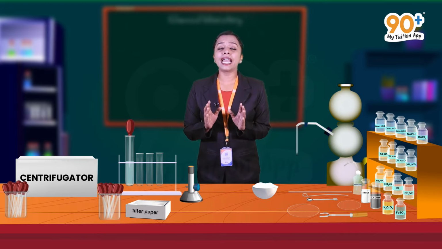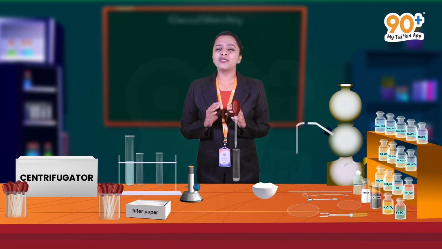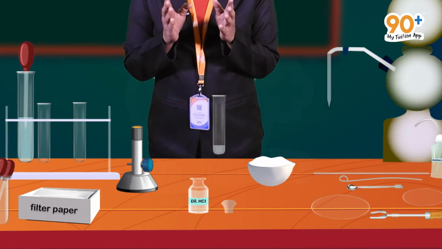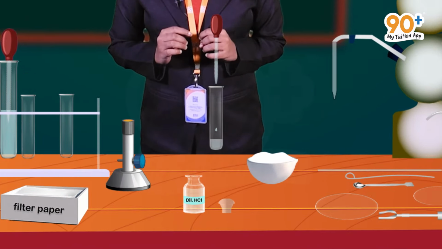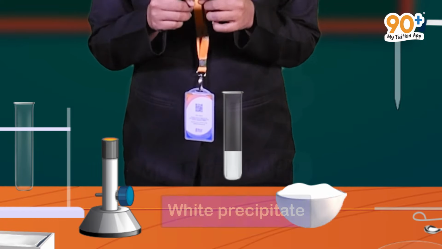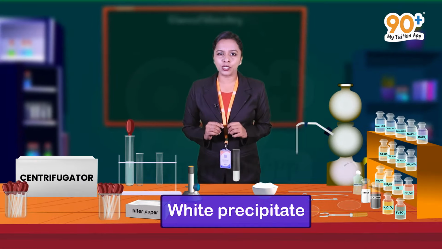Let's start the analysis from first group to the sixth group. For this, take a test tube. To this test tube, add a few drops of salt solution. As we know, dilute HCl is the group reagent of first group cation. So, add a few drops of dilute HCl to this test tube. Can you observe any changes here? Yes, a white precipitate is formed in the test tube.